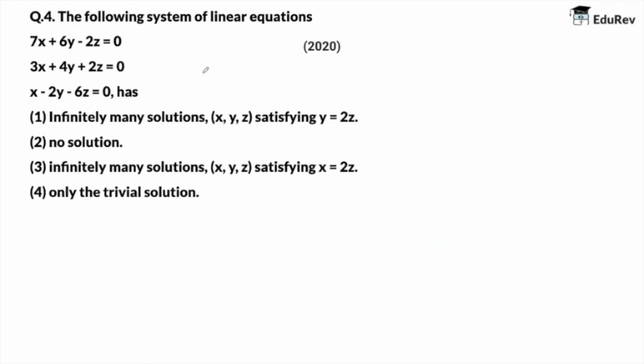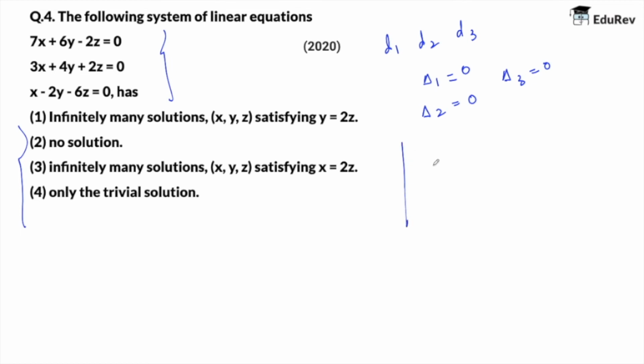Alright, so the next question states that this is the following set of linear equations given to us, and we need to find out which of the following is true. Now to solve this, can we see that D1, D2, D3 in these equations are 0? This tells us that delta 1 is 0, delta 2 is 0 and delta 3 is also 0. Now if I want to find delta, I will make the coefficient matrix, that is 7, 3, 1, 6, 4, minus 2, minus 2, 2 and minus 6.